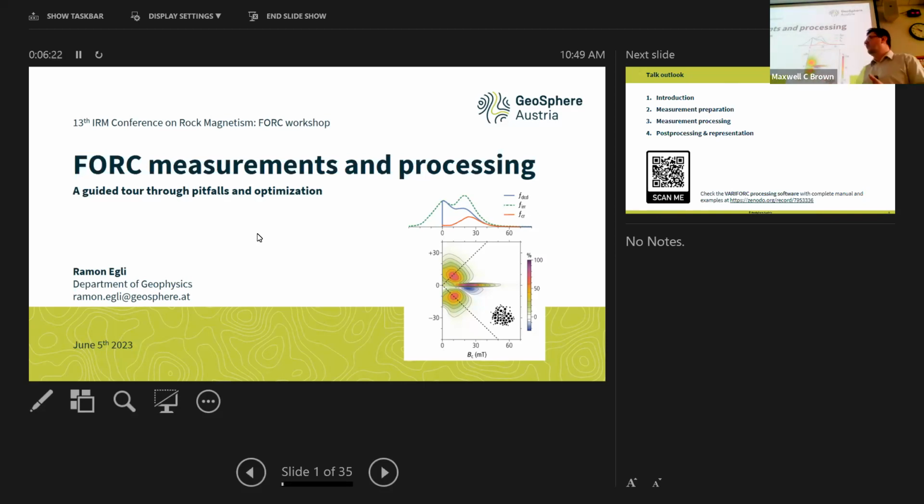Sometimes you do your FORC diagrams and then you process the data and you realize after that something went wrong with the measurements, but you don't have access to the machine anymore, for instance.